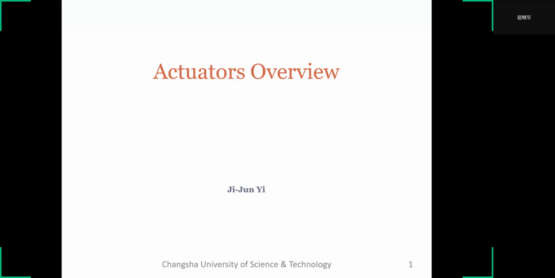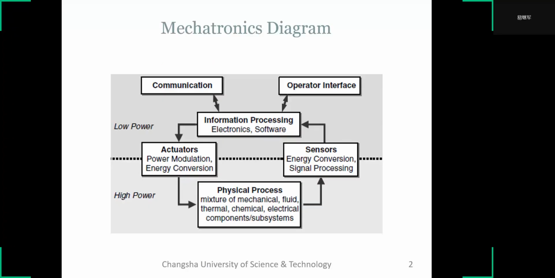Hello, let's continue our class. Let's introduce the actuator. This is a mechanical diagram. This is the relationship between the elements. Here are the information and processing elements.